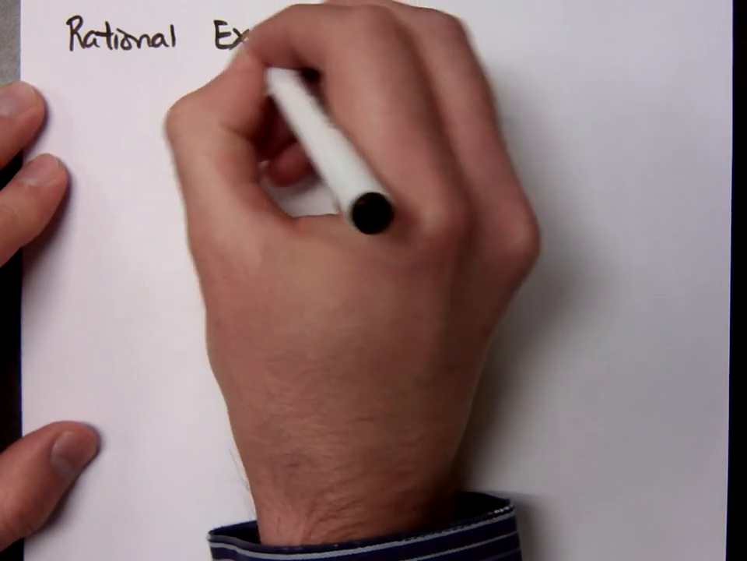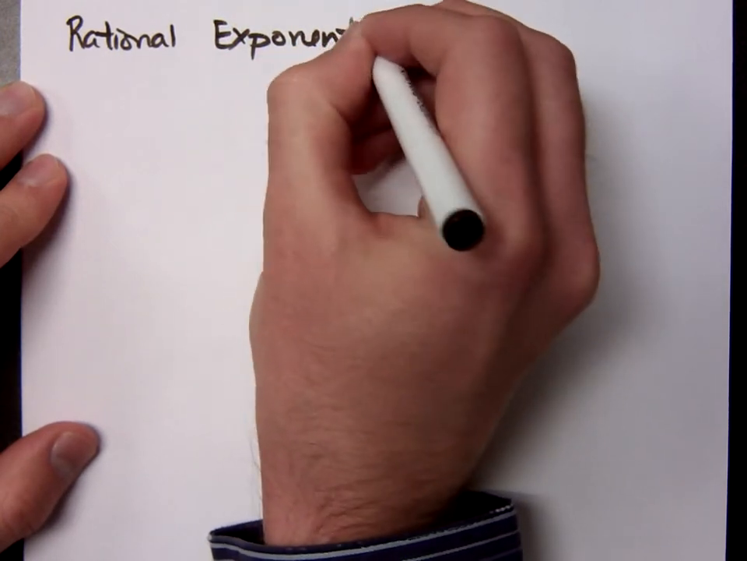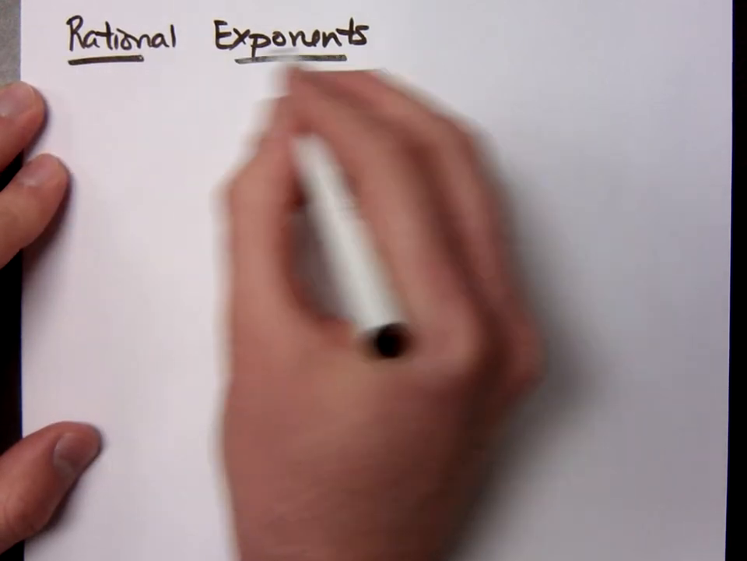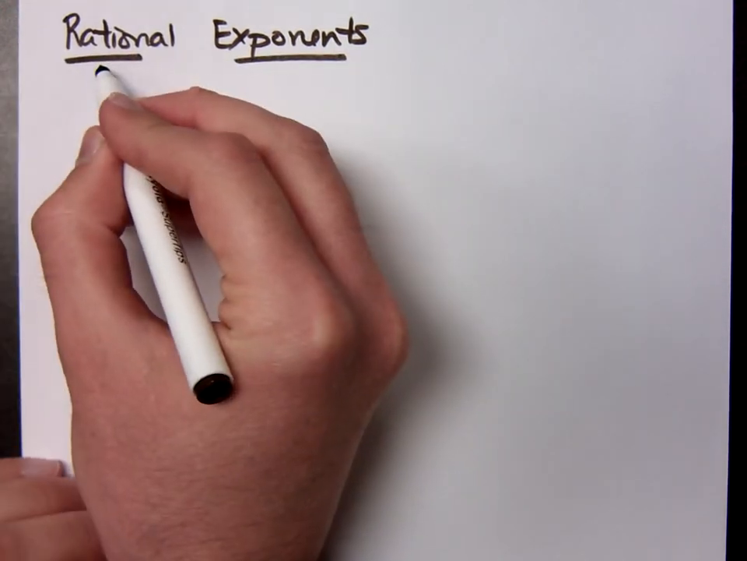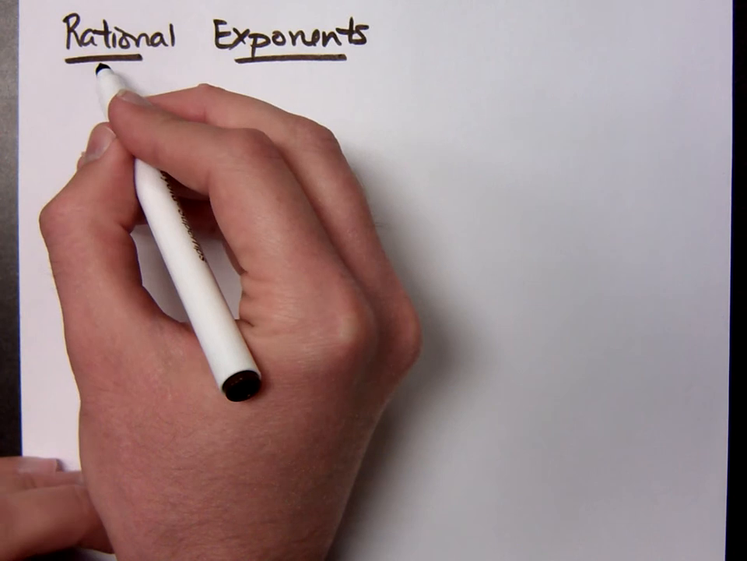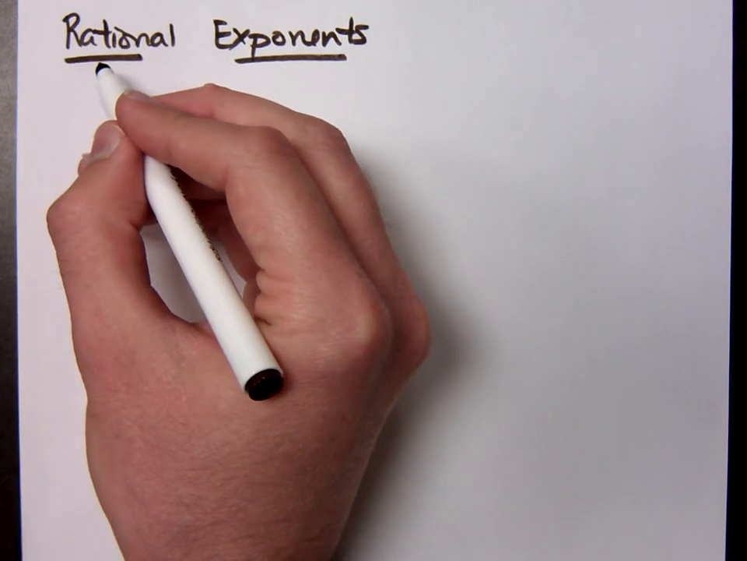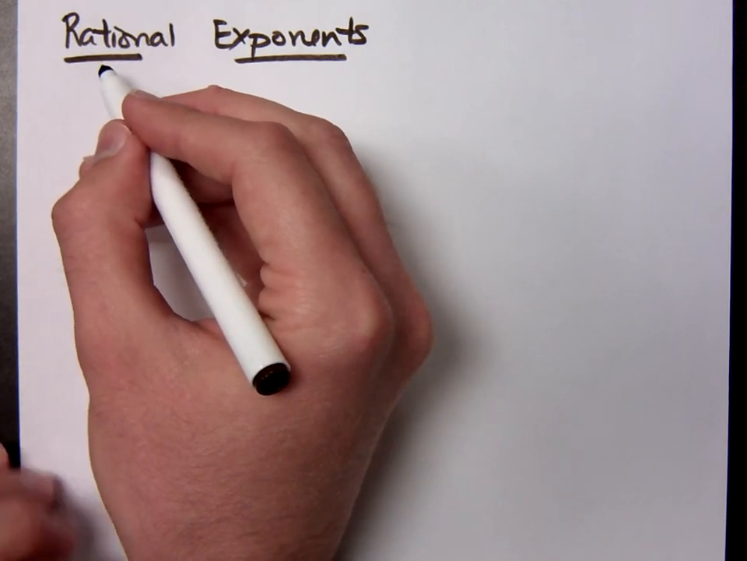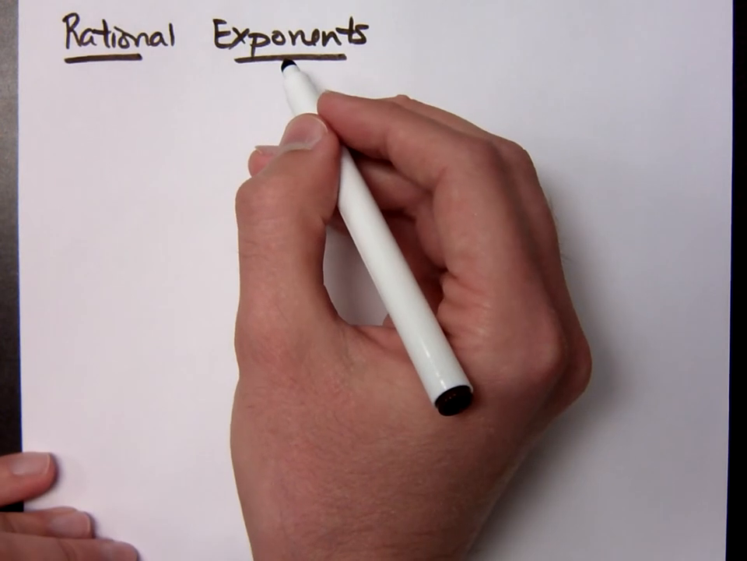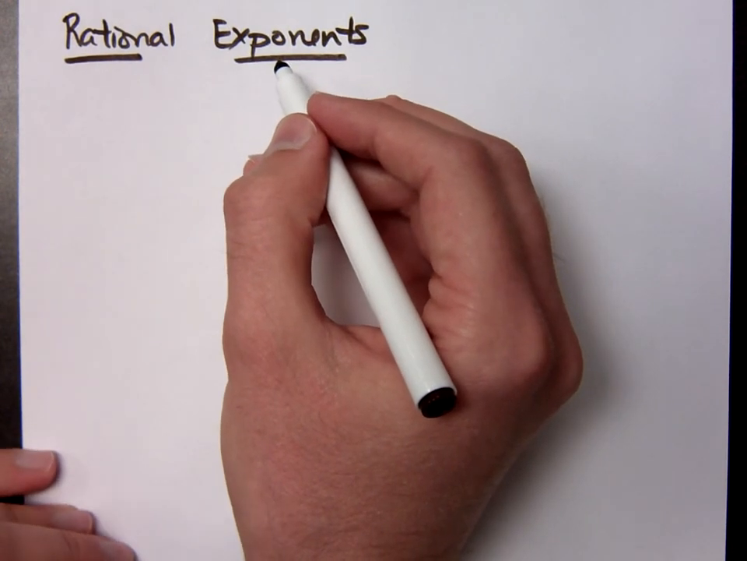All right, let's talk about rational exponents. Now, remember, our last test was all about things that were rational, which meant things that were written as what? As fractions. Now we're going to tell you about exponents as fractions.